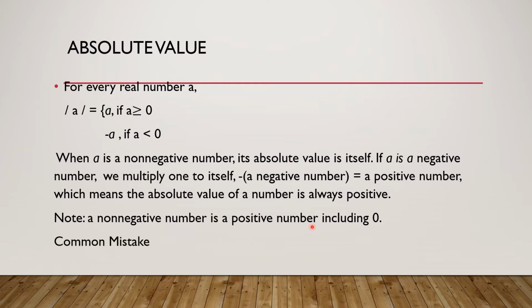Now, what is the common mistake that we practice sometimes? Okay, yung negative times the absolute value of negative 2 is not equal to 2. Why?